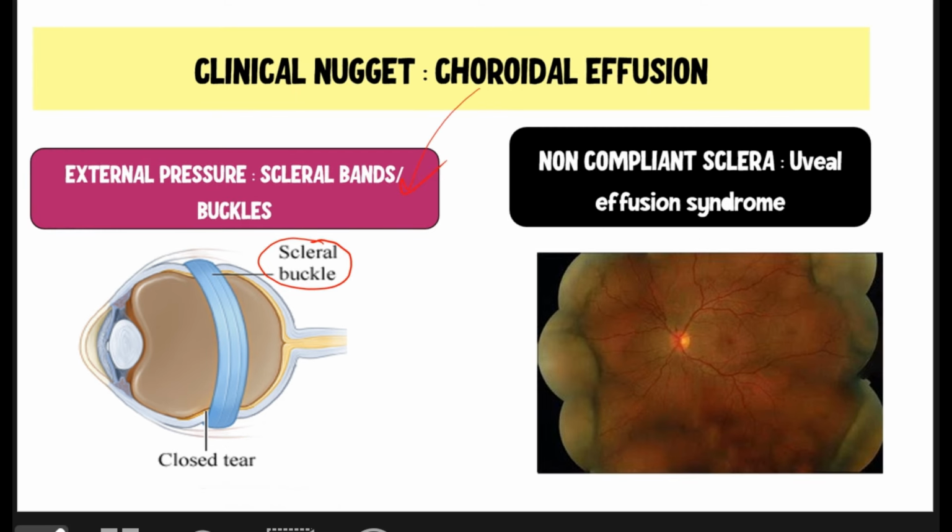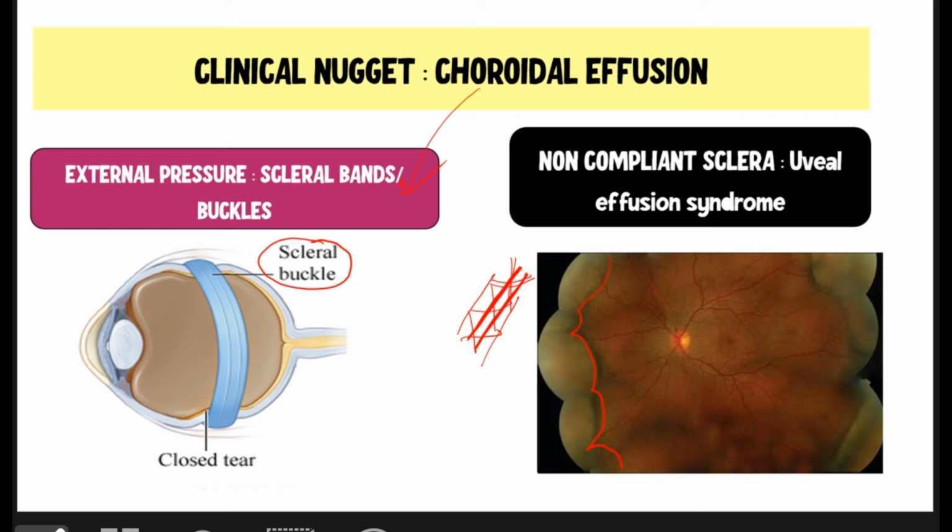In some conditions like the uveal effusion syndrome, you have a very non-compliant sclera. The sclera here has increased thickness and very disorganized collagen fibers. These disorganized collagen fibers in the sclera are also going to impair the posterior segment drainage by causing a compression on the vortex veins and reducing the permeability of the sclera to macromolecular substances, leading to the buildup of fluid within the suprachoroidal space and leading to this choroidal detachment or choroidal effusion.